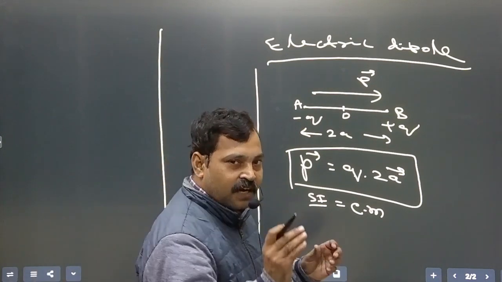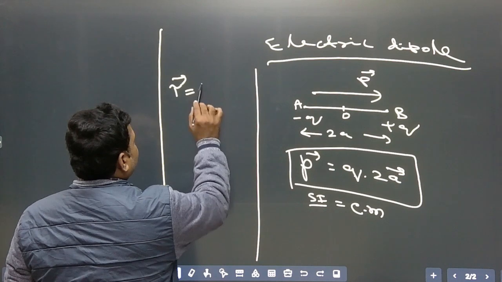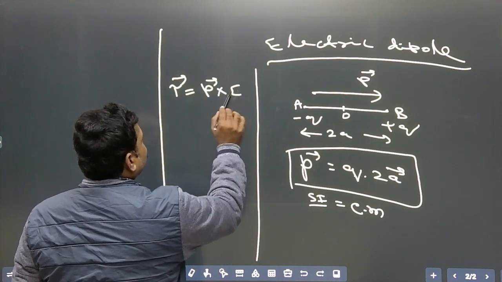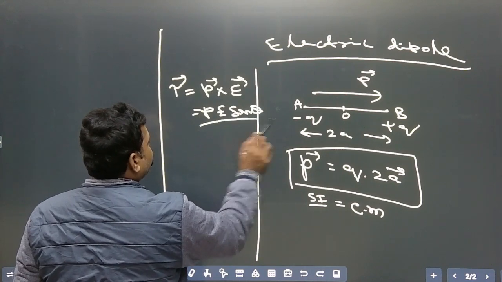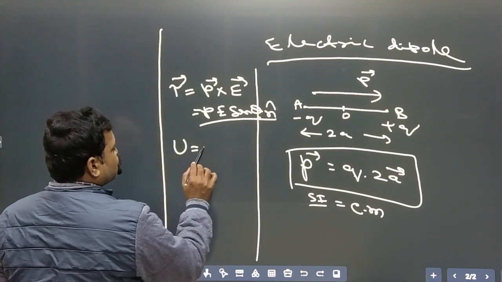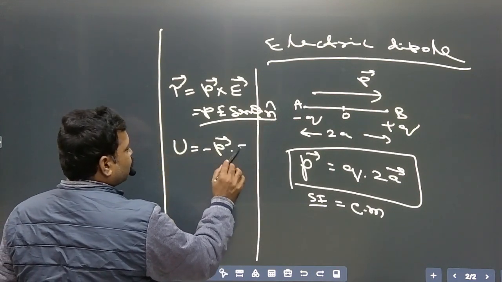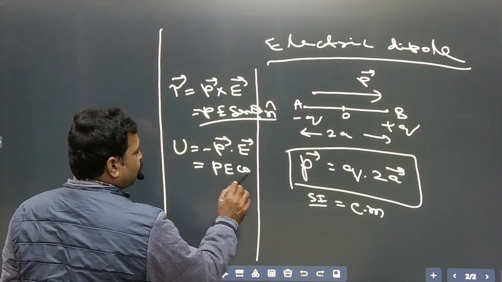The torque experienced by an electric dipole when placed in a uniform electric field, the formula is tau equal to P cross E. This is P E sin theta in magnitude, and the direction is n cap. Similarly, the potential energy stored is equal to minus P dot E. It is a dot product, so this is a scalar quantity, and this will be minus P E cos theta.